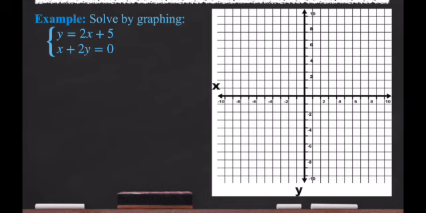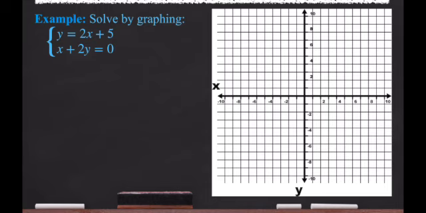So we have this system right here. We have y is equal to 2x plus 5, and we have x plus 2y equals 0. So let's go ahead and just graph these equations out and see if we can find a solution. By the way, we're going to do three different methods. We're going to do a graphing method, a substitution method, and an elimination method. We're only going to get through graphing today and also a little bit of substitution. In another video, we will work on finishing up substitution and elimination.